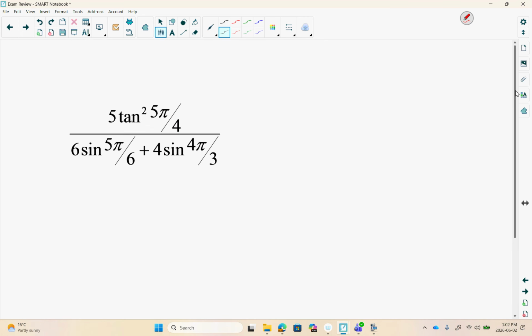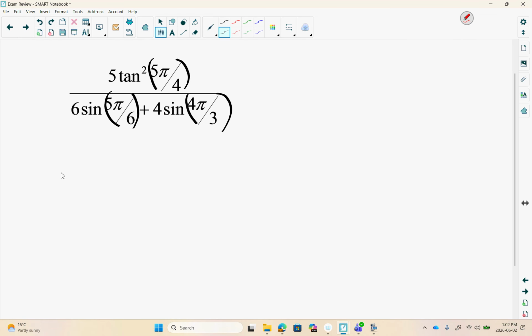Let us look at the trig expression. This one's in radians. Everyone okay with that? Now, I don't want you to flip your calculator to radian mode and then solve it using your calculator. How do we solve these? What do we do? I drew each of the angles, 5 pi over 4, 5 pi over 6, and 4 pi over 3.